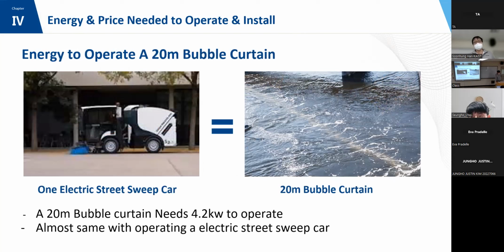The energy to operate a 10-meter bubble curtain is about, precisely, 4.17 kilowatts. It is almost the same as one electric streetcar used in Amsterdam.